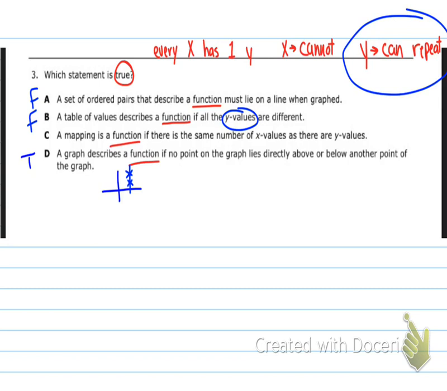Whether they repeat or not, it doesn't matter. The way I get a function is based on the x values. So C says a mapping is a function if there are the same number of x values as y values. That also makes no sense, because I can reuse my y values. I can repeat a y value. It might look something like this. I could use the 5 twice. So in this case, I have 3 x values and 3 y values, and this one's still not a function because the y's can repeat. So really, the only one that's going to be true here is D.